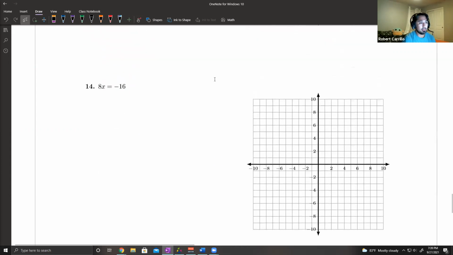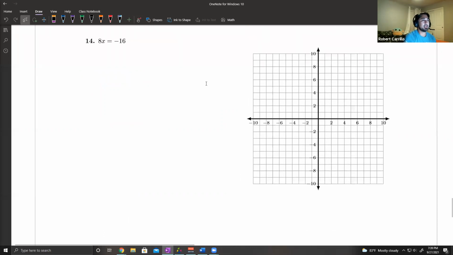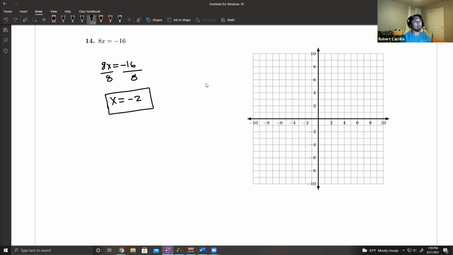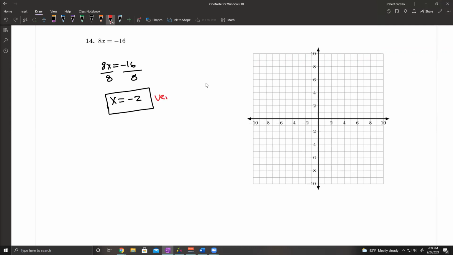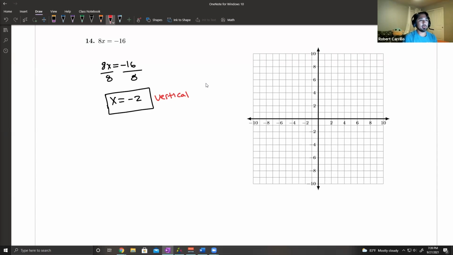And then for number 14, once again, we did this one already too. So 8x equals -16. We can only solve for x. There's no y-intercept. And you divide by 8. And x equals -2. Well, if the one above was horizontal, then this line must be what? Vertical.